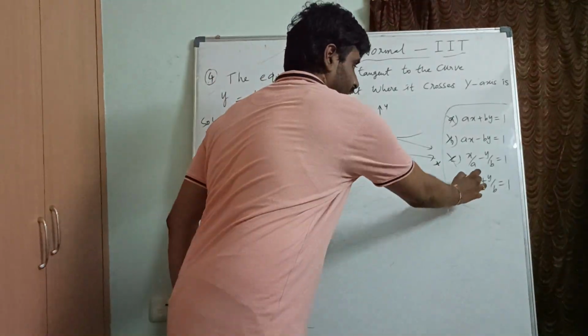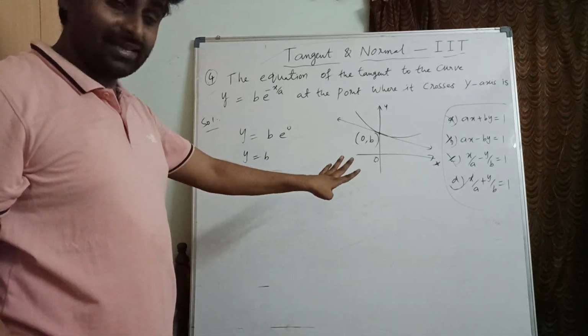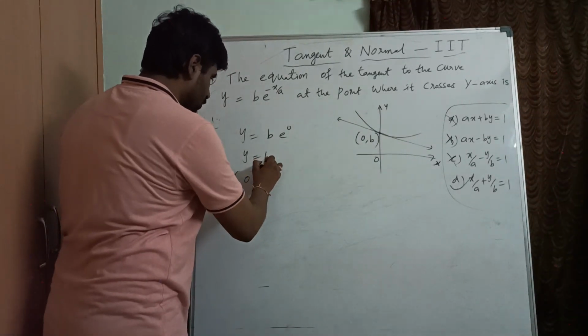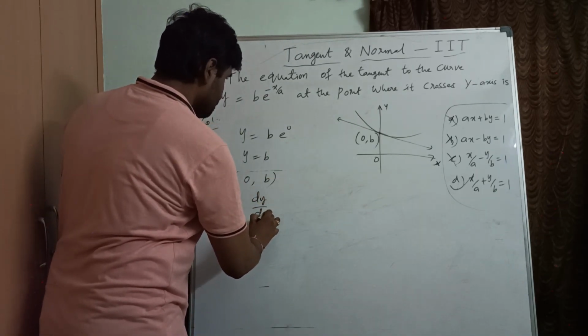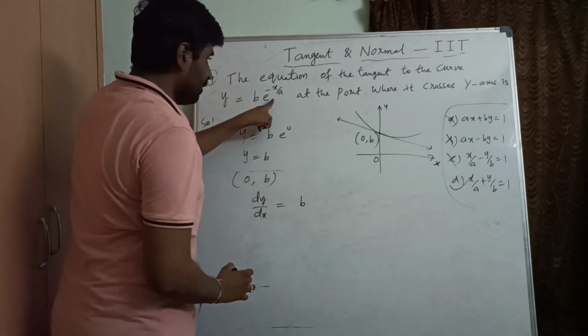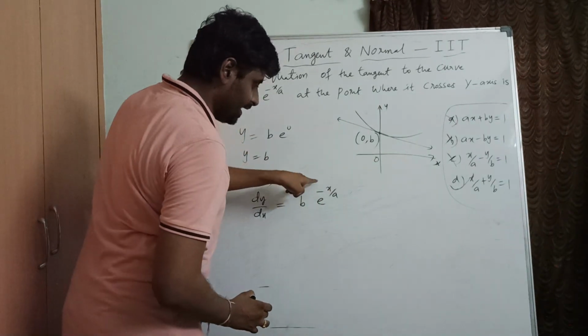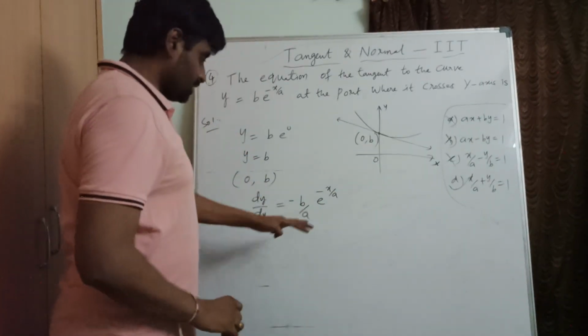Here? Plus 1. Correct. That's it. So make it easy. Right? Don't make it lengthy. Correct? So here, in a subjective manner, how can you solve? Just differentiate this, dy by dx. So b into e power something, derivative, e power the same thing. Again derivative of minus x by a, so minus 1 by a. Correct? So this is dy by dx.